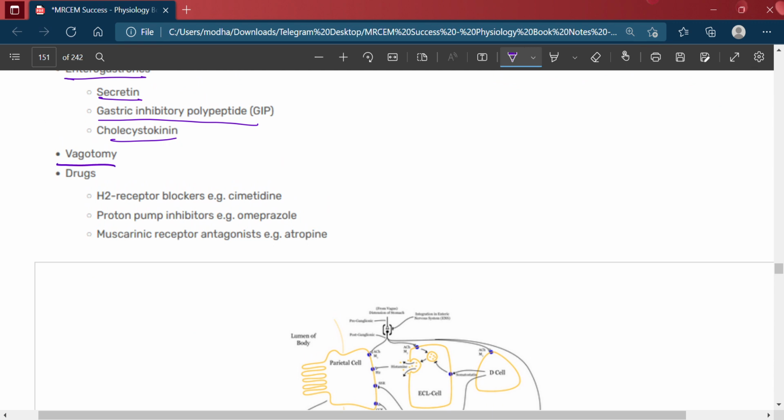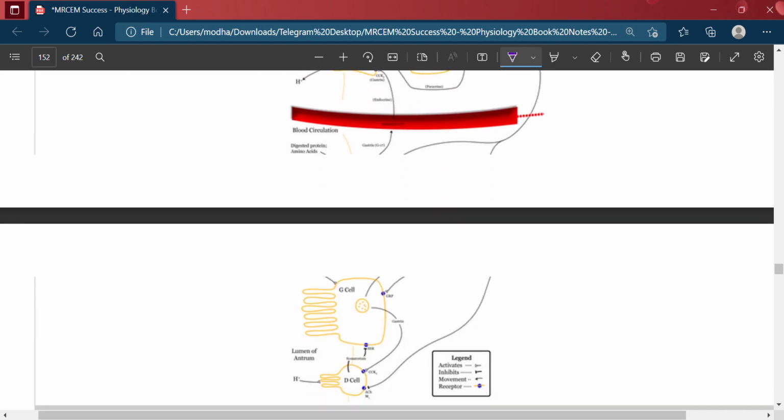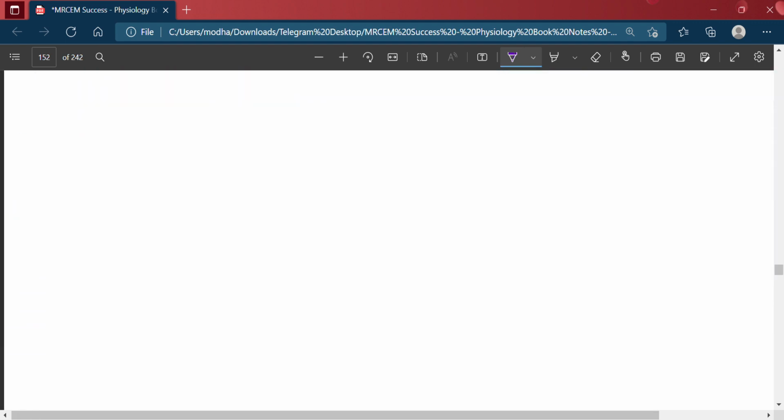Then vagotomy and drugs like the H2 receptor blocker cimetidine, the proton pump inhibitor omeprazole, and the muscarinic receptor antagonist atropine. These are the inhibitors of gastric acid secretion.